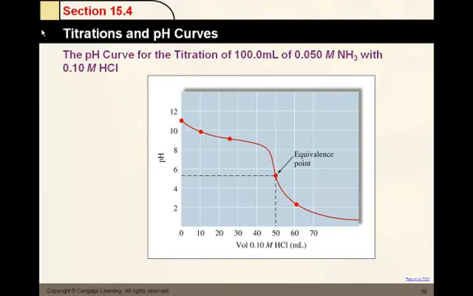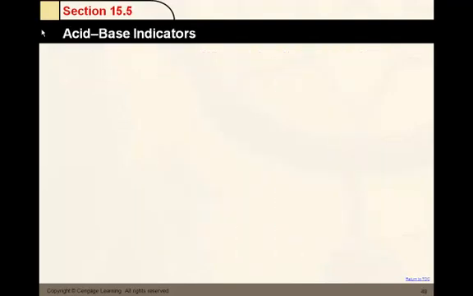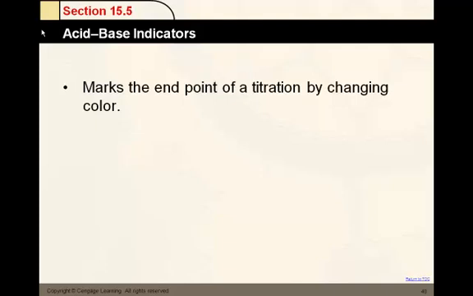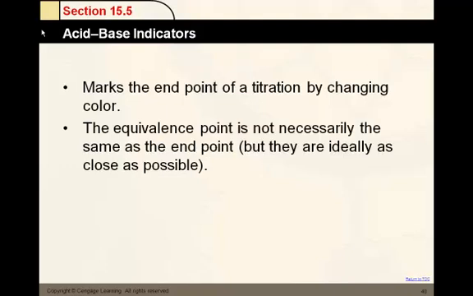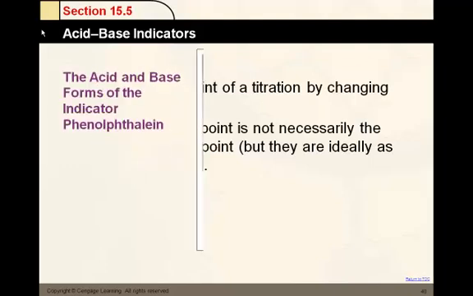When we choose an indicator to find the equivalence point, we would like to choose one whose color change happens around the equivalence point. And acid-base indicators, of course, mark the end point of a titration by changing color. The equivalence point is not necessarily the same as the end point, but ideally they are as close as possible.